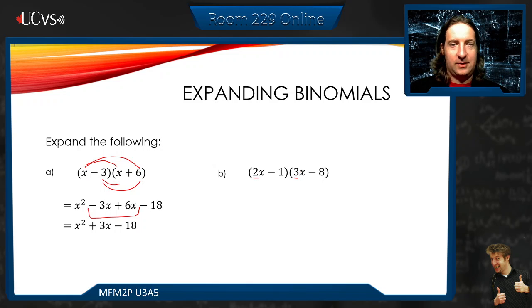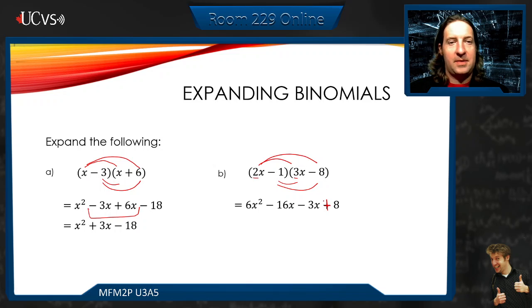We have to do the same thing. We still have to multiply. First, outside, inside, last. So 2 times 3 is 6. x times x is x squared. So 2x times 3x is 6x squared. Then we're going to multiply 2x times negative 8. 2 times 8 is negative 16. x times 1, there's a hidden 1 there, it's going to be x. Negative 1 times 3x is negative 3x. And negative 1 times negative 8 is positive 8.